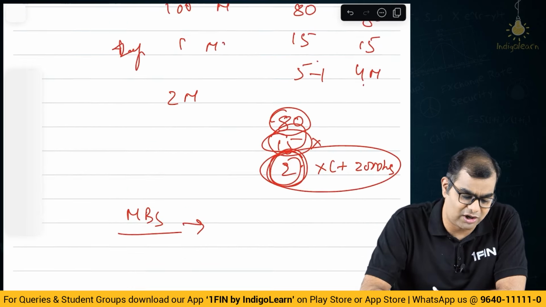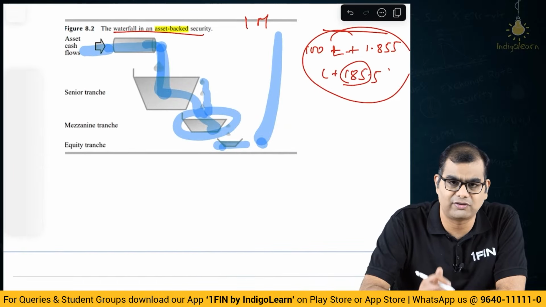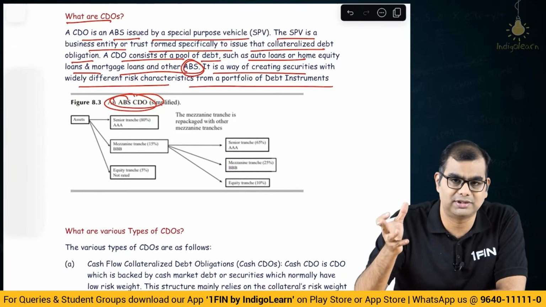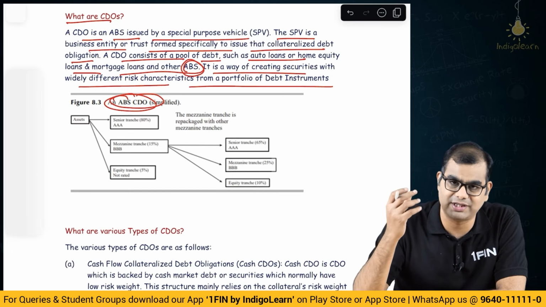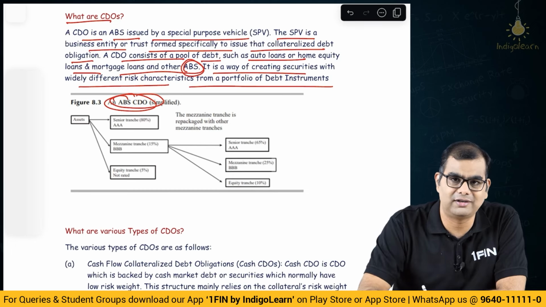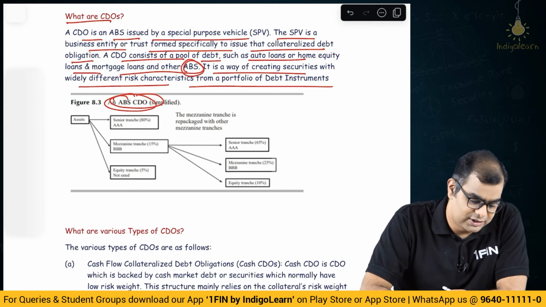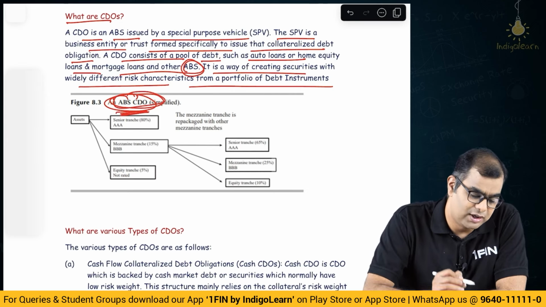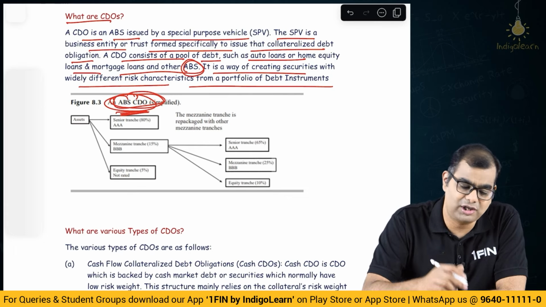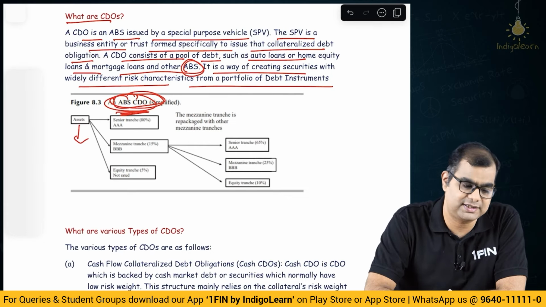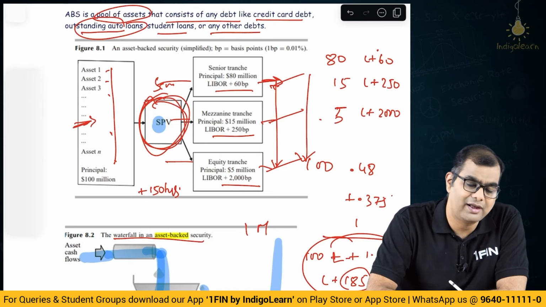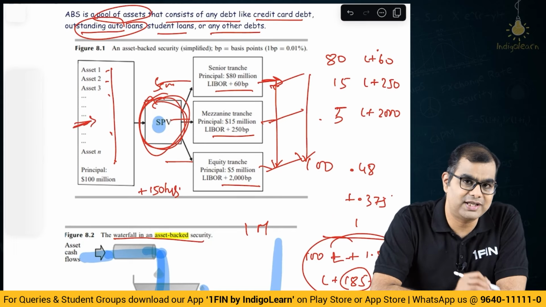And please note my friends, all these diagrams I have actually taken from John C. Hull's book. The book which I keep saying, for derivatives, the Bhagavad Gita of derivatives is your John C. Hull. Okay, so ABS CDO is basically, a CDO is a mixture of varieties of assets. So you have a variety of assets here, right? One of the assets is an ABS.